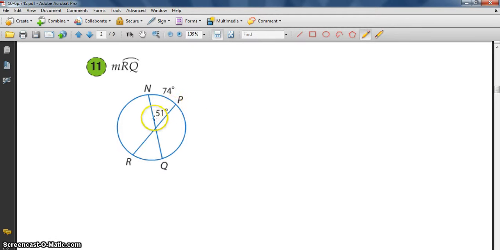So we have the two lines intersecting inside the circle. So our angle inside the circle, which is 51 degrees, is equal to half of the sum of the two arcs that are intercepted by those lines that crisscross here and here. So one of those arcs is 74, the other one I don't know. I'm just going to call that x. So I have 74 and x.